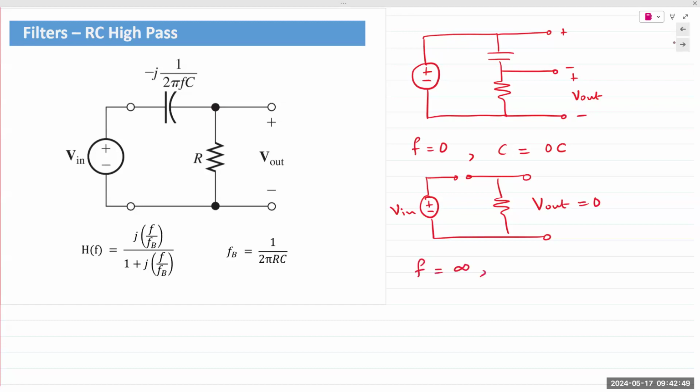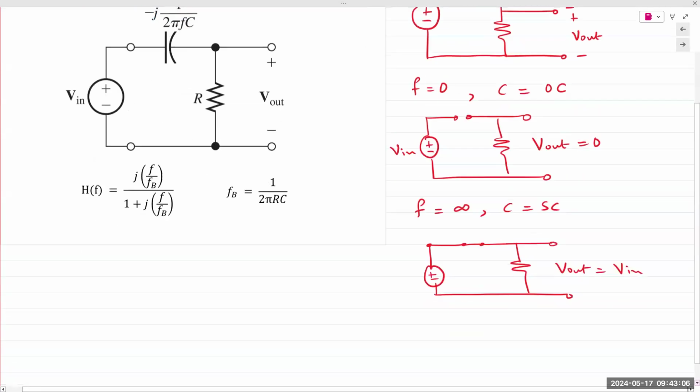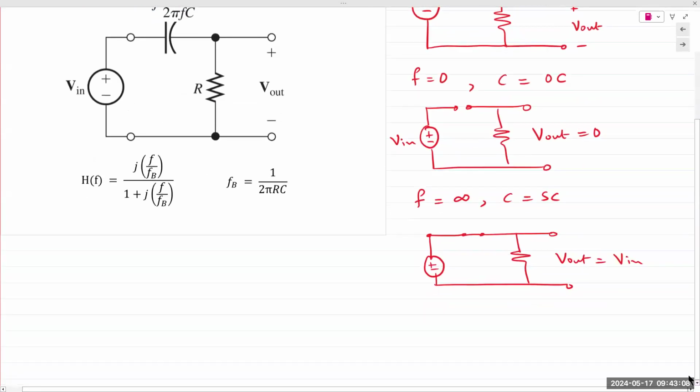At F towards infinity, capacitor is a short circuit. Is input reaching the output? So low frequencies are blocked. High frequencies are allowed to pass through. Hence, it is a high pass filter.